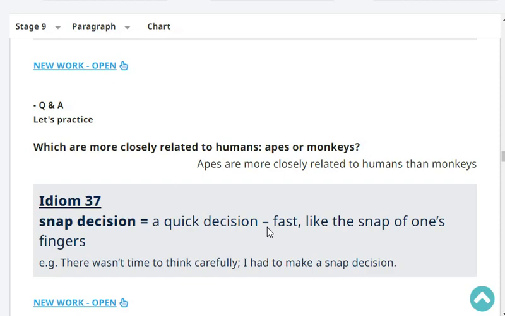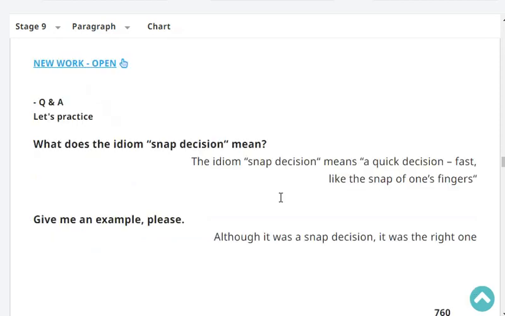Which are more closely related to humans, apes or monkeys? Apes are more closely related to humans than monkeys. Very good. What does the idiom snap decision mean?